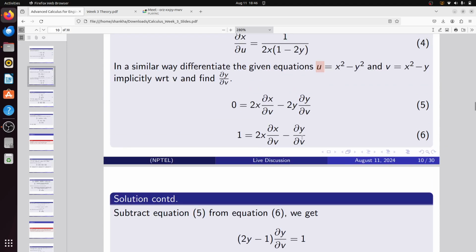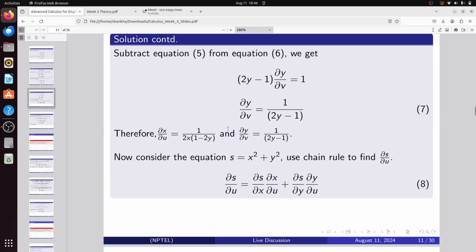So similarly, by putting in del y del v, you can determine del x del v. So what will be del x del v? Del x del v will be, sorry, here there is one typo, that will be del x del v.